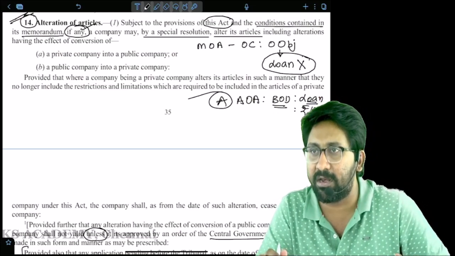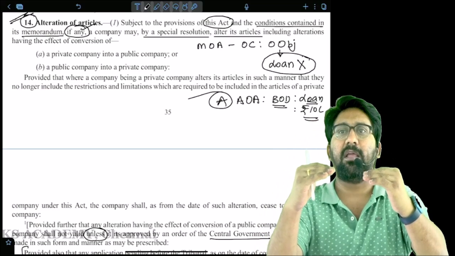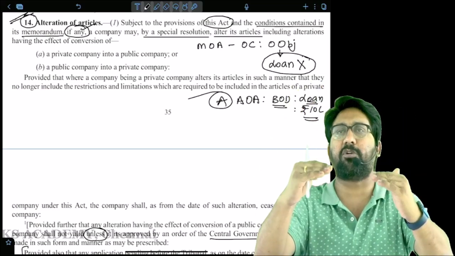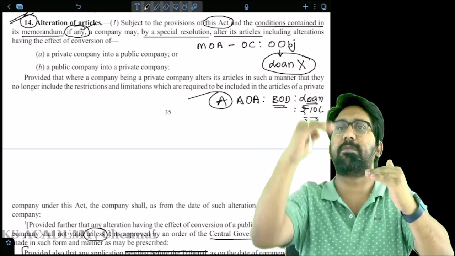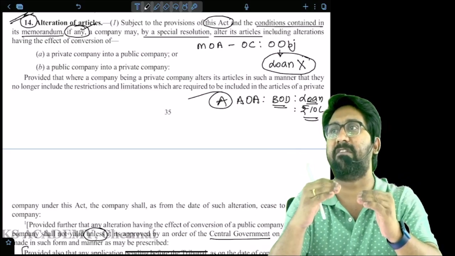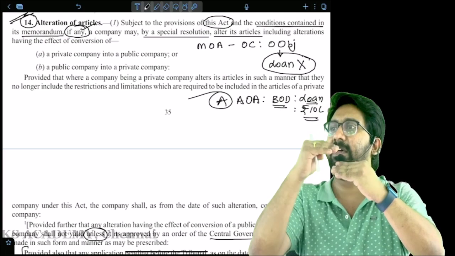Clear or not, everyone? So tell me, the articles and memorandum: MOA should be subjected to AOA, or AOA should be subjected to MOA? AOA should be subjected to MOA. When it comes to applicability, superiority will be given to MOA. First MOA, next AOA will come.